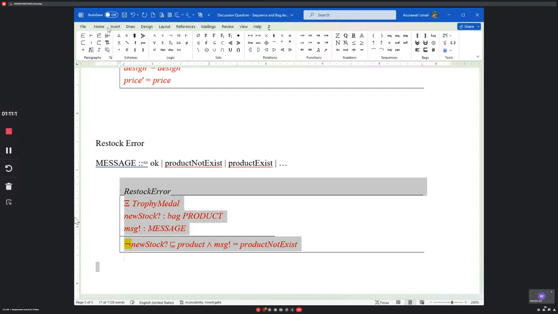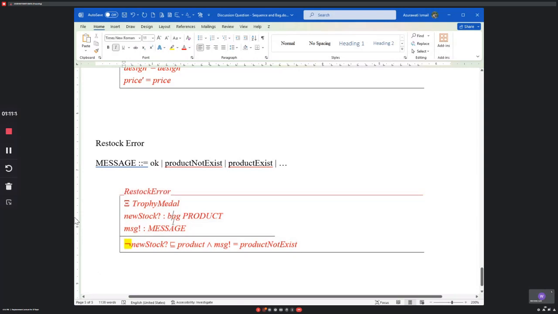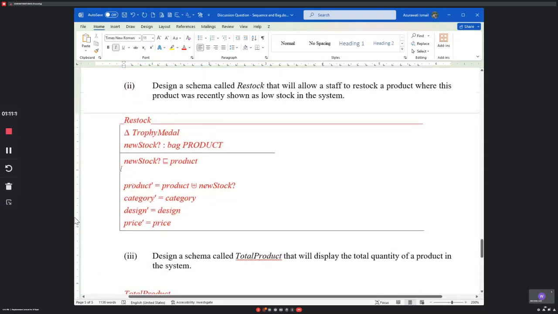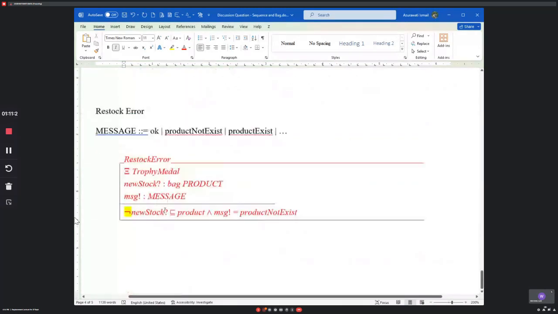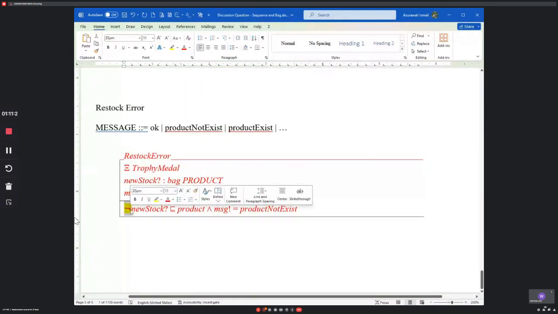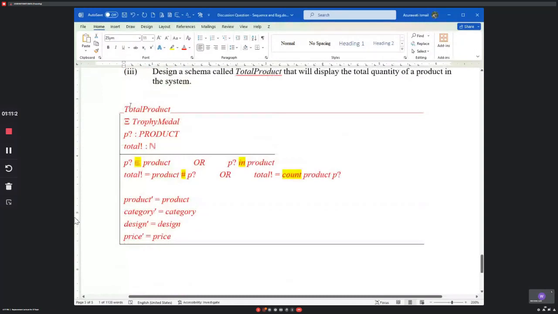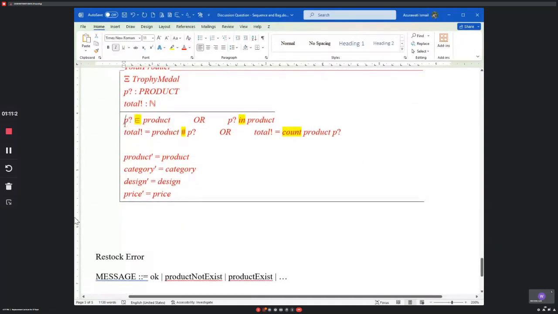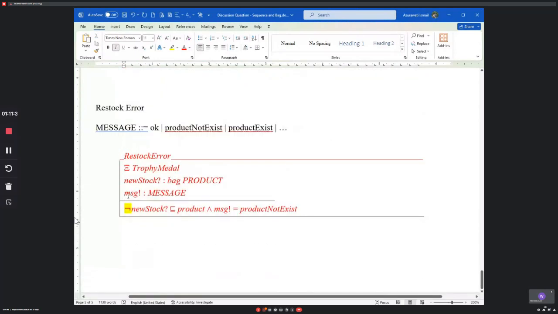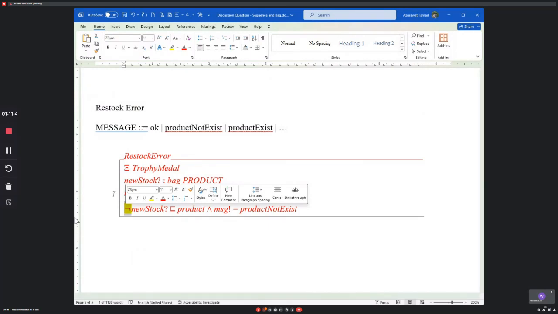So if you want to do the error scenario for bag, meaning that here without not, in the error you put not. Let's say for the total product, here it exists, then you put not exist. Same thing as not here. Same scenario, just put not if you want to do the error scenario for it.